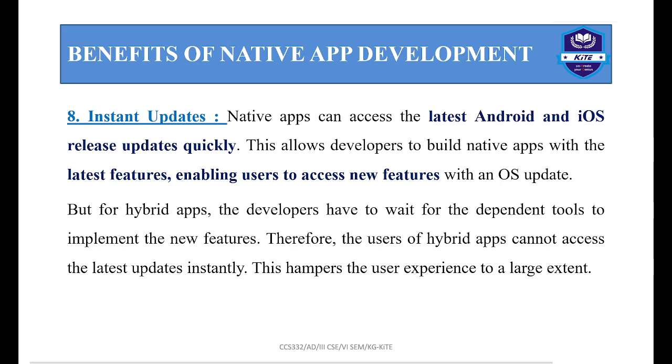Next is your instant updates. When you compare with your hybrid app, your native app has the latest updates, and it gets updated quickly when compared with hybrid apps. Whereas with hybrid apps, the developer has to wait for a long time because the dependent tool has to implement new features, and the latest updates cannot be accessed instantly. But when compared to the native app, the updates can be released quickly, and the latest features enable the users to access new features with the OS update. So this is one of the benefits when compared with the hybrid app, that is your instant updates.